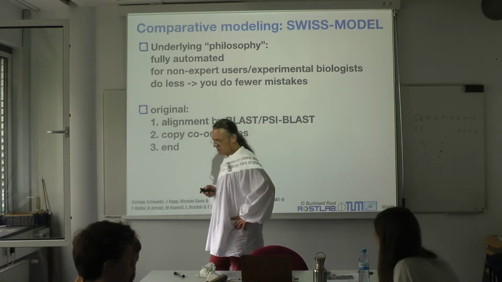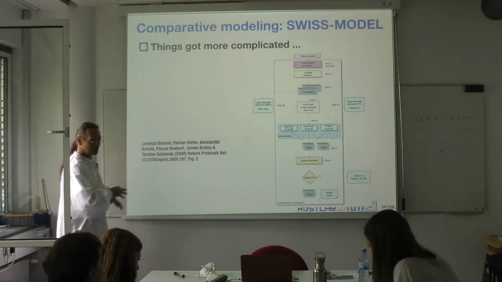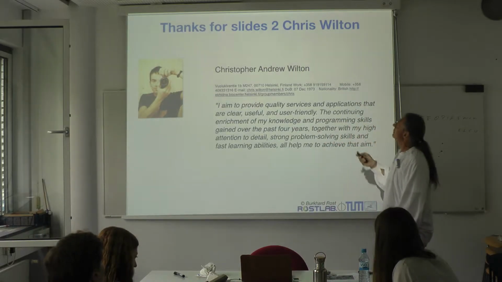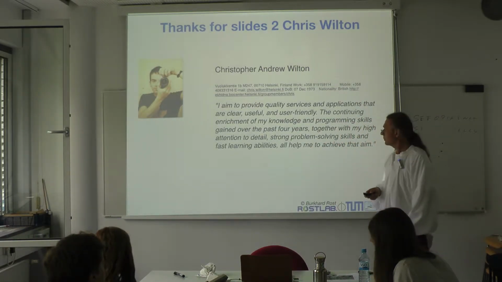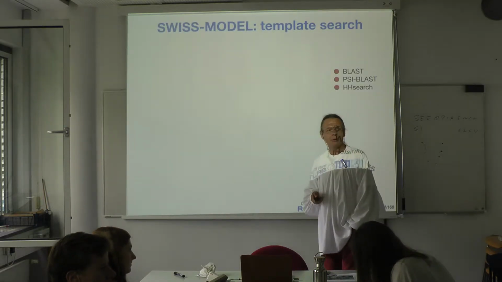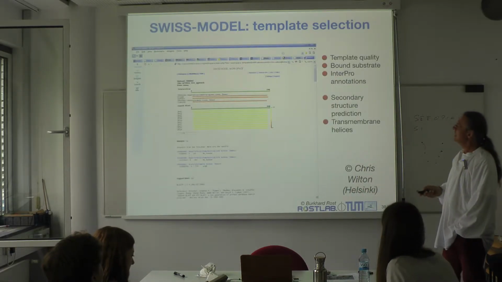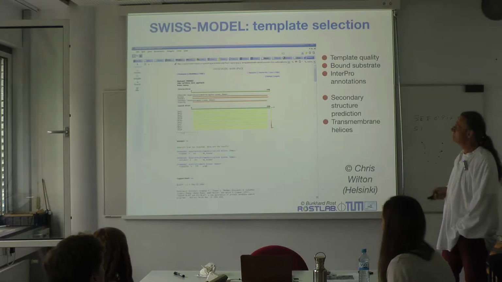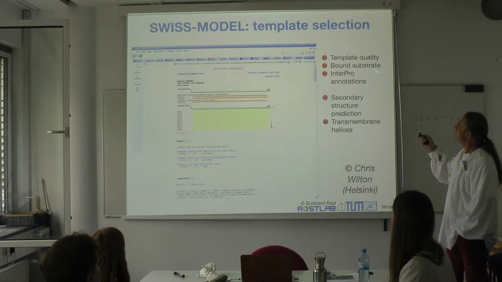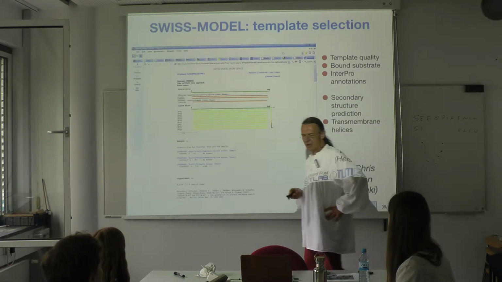Today, the story is really very different. Today, Swiss-Model is way more complicated. There's an entire machinery underneath. Some of the slides come from Chris Wilton, but seeing the time, I will cut this short. The most important message is, there's a website, it's an automated server. The automated server returns the typical automated alignment. It returns model quality, substructures, InterPro annotation, secondary structure, and then at the end, a lot of annotations.